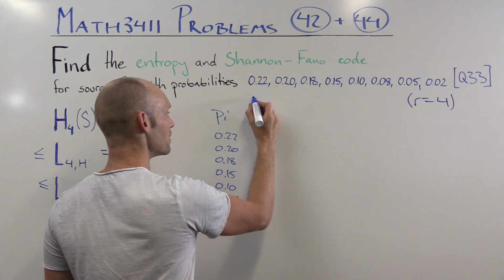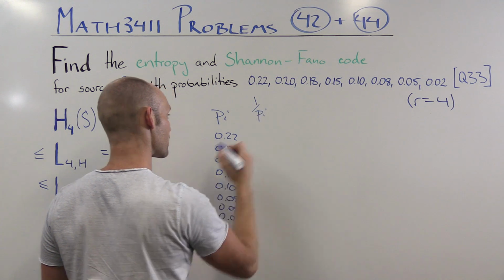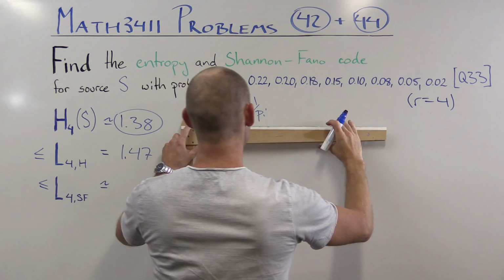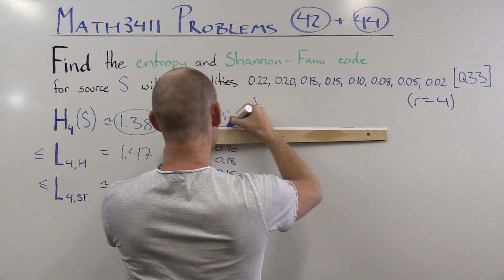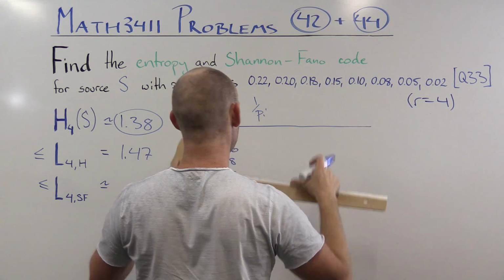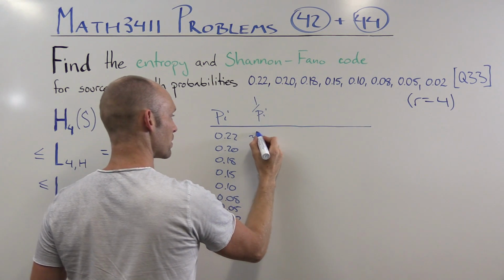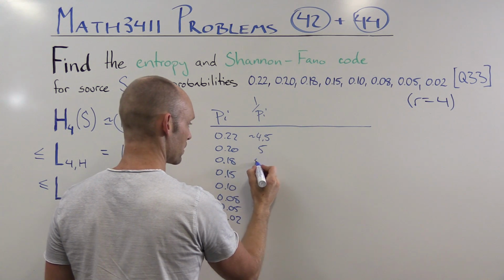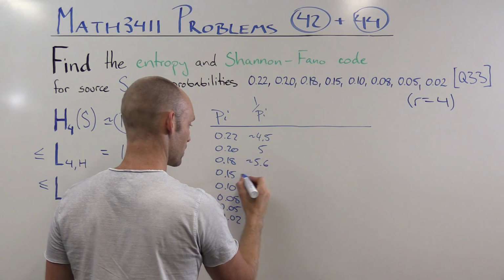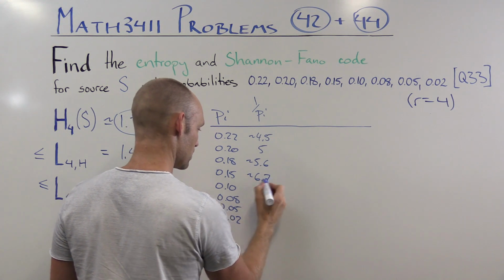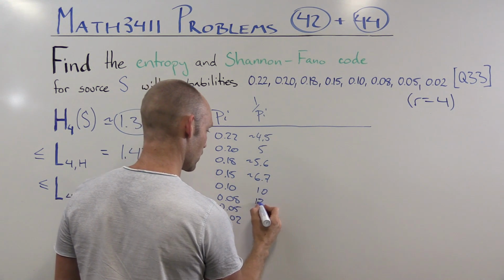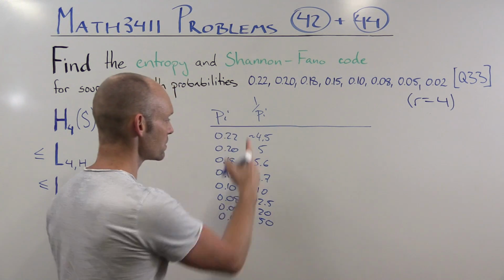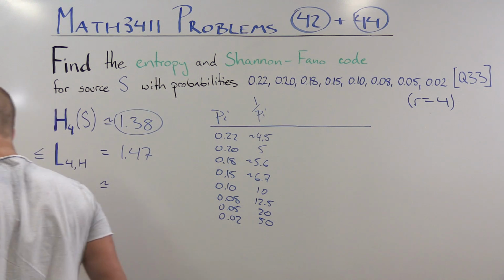Now we want to find the inverse of these probabilities, rather. So let's write up a little table as before. And here we have roughly 4.5. Here we've got 5. This is roughly 5.6. Roughly 6.7. This is 10. This is 12.5, 20, and 50. So these were the inverse probabilities.